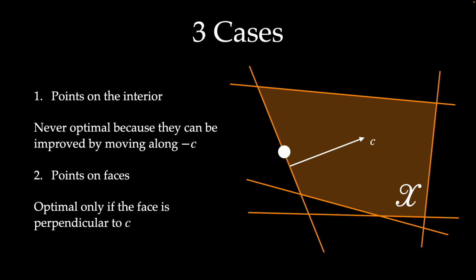The second case is when we have points on faces. Points on faces are only going to be optimal if that face is perpendicular to the gradient of our objective. And just like what we saw before, if that's the case, then that face forms a contour line of our objective, so it's a line of constant C transpose X. This means that if we were to slide our point anywhere along this face, the objective is going to be the same. We're not improving the objective by moving along this face at all, and that means all of the points on this face are going to be optimal. So there are infinite optimal solutions in this specific case.